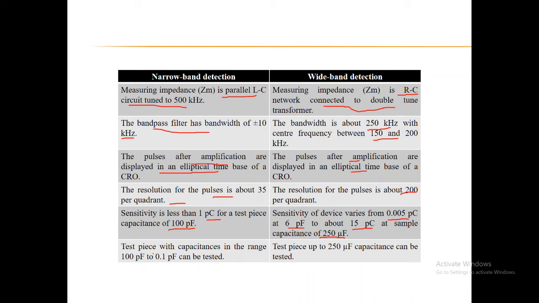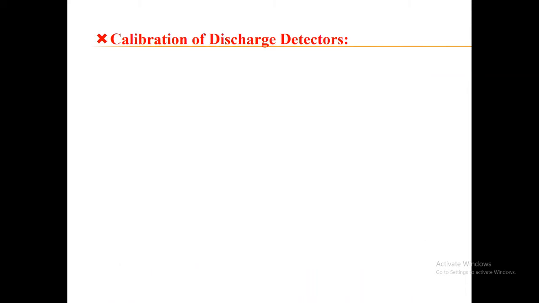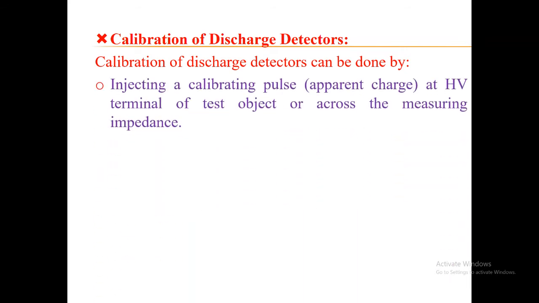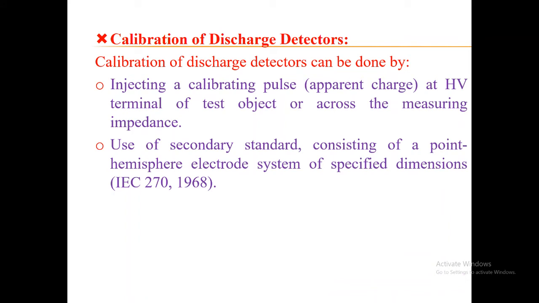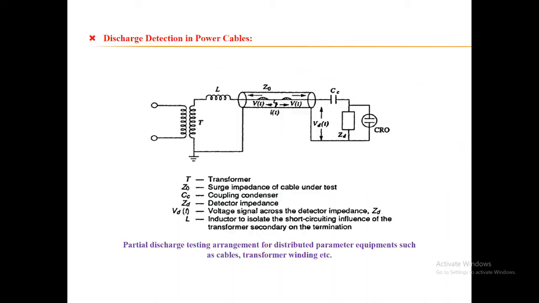The narrow band detection scheme can be used where the test piece has a capacitance of 100 picofarad to 0.1 picofarad, whereas wide band can be used for test pieces up to 250 microfarad capacitance. So this is the difference between the narrow band and the wide band detection scheme. Calibration of the discharge detector can be done, as I said, by injecting a calibrating pulse at the HV terminal of the test object across the measuring impedance, or one can go with the point hemisphere electrode system of specified dimensions.